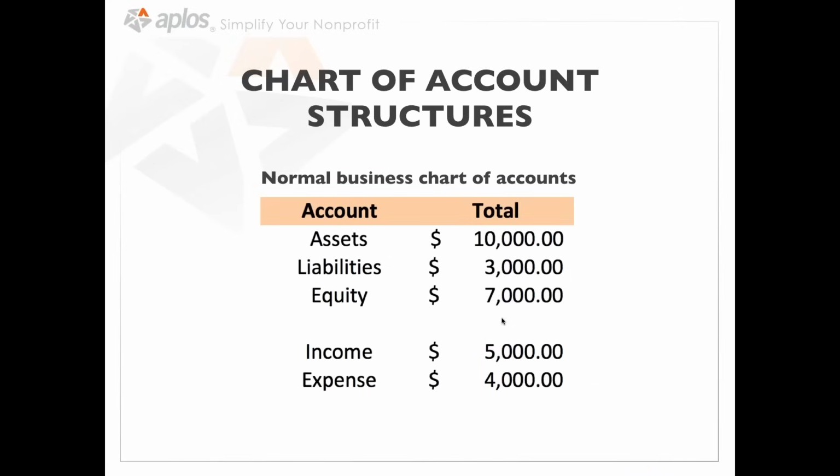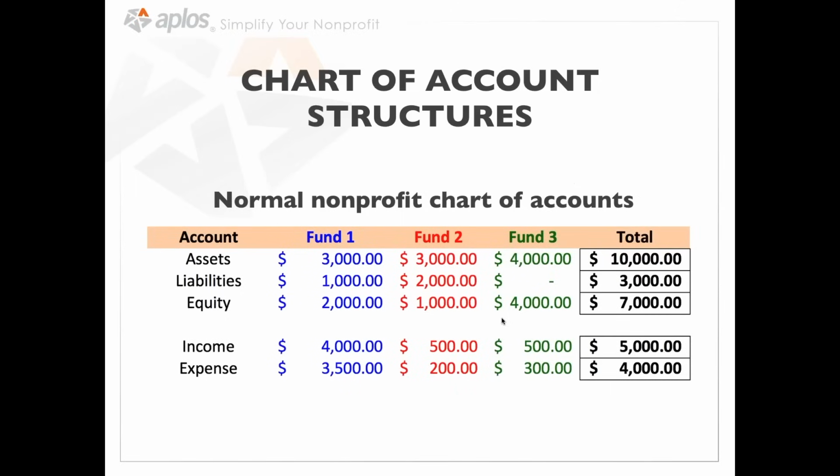Okay. So in a normal business type chart of accounts, here's what your kind of balance sheet, income statement, trial balance type thing would look like. You've got assets of 10,000. You've got liabilities of 3, which means you have equity of 7. Assets equal liabilities plus equity, or more easily described to me, assets minus liabilities equals equity. So there's that. And then you've got income and expense leading up to your net, which rolls back up to your equity. In a nonprofit chart of accounts, it actually has a little bit more detail here.